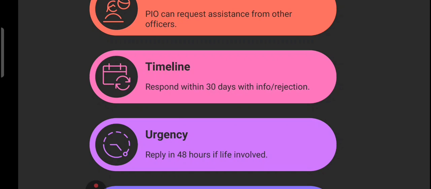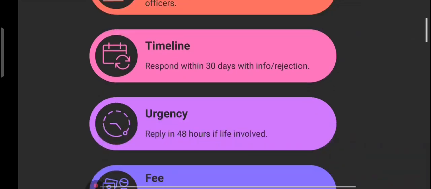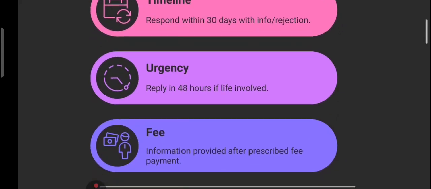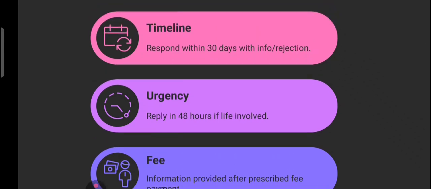Now you will receive a response within 30 days, either with the information you asked for or a valid reason for refusal. So basically the response time is 30 days. In urgent cases where life and liberty are at stake, the response must come within 48 hours. And after you pay the prescribed fee, the requested information will be shared. This process ensures transparency, accountability, and a citizen's right to know: clear, time-bound, and effective.